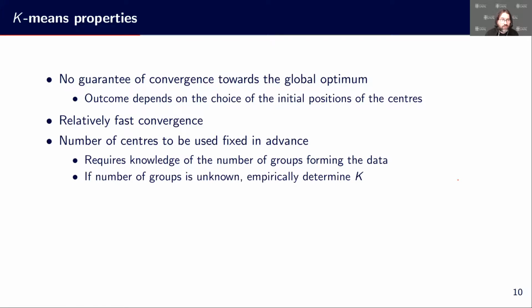If we don't know anything about that, we may just empirically estimate K. We just make tests with different values of K, and we look at the results to pick the best value.